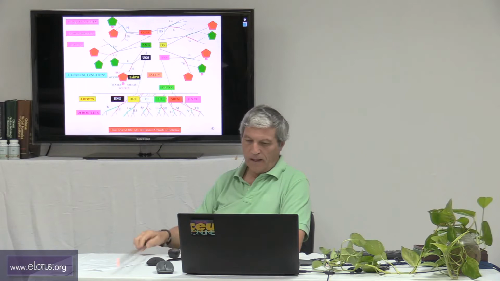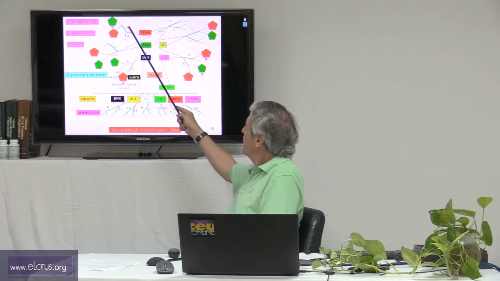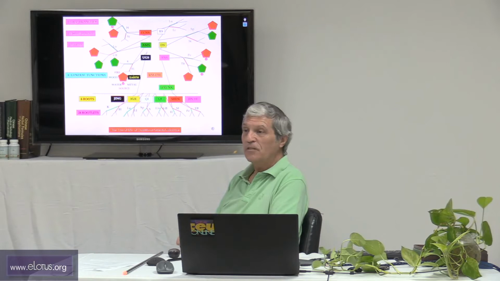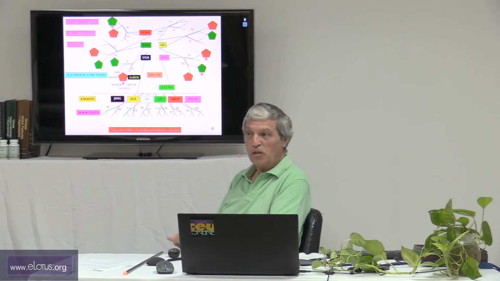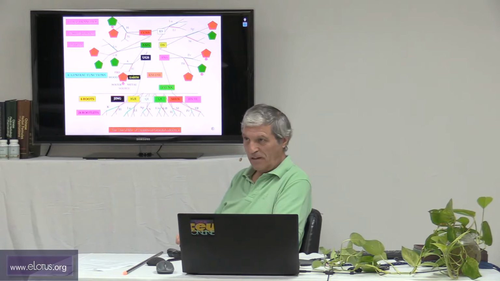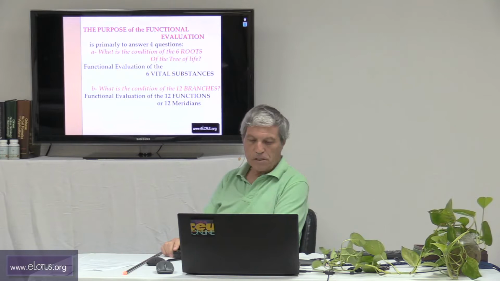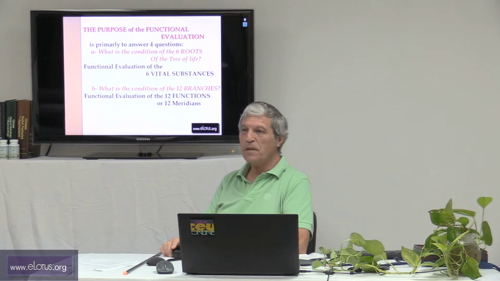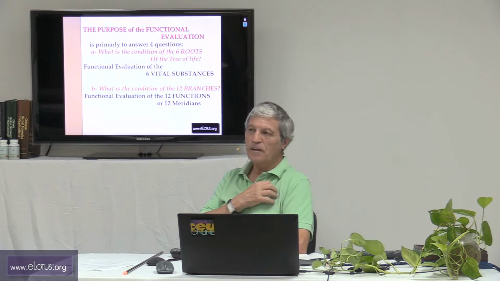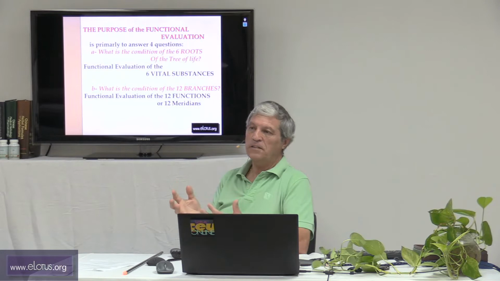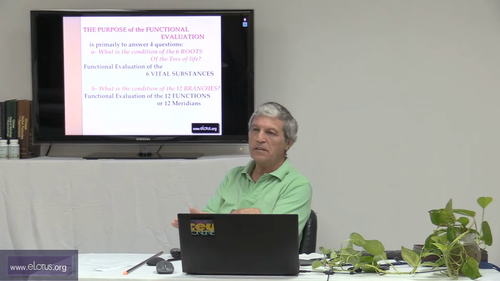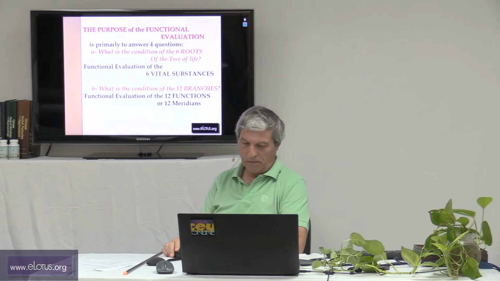The 12 branches, this one. You know, the 12 branches, the 12 channels, the 12 meridians. But what is a meridian? It's not something on the body, it's a function. So the second question, functional evaluation of the 12 functions by the 12 meridians. If you press on some points of the channel, it means the function is disturbed. Locally, if you have a pain along the channels, it's the same. It's a problem on this function. This meridian is a function. After that, I explain. Functional evaluation of the 12 functions.